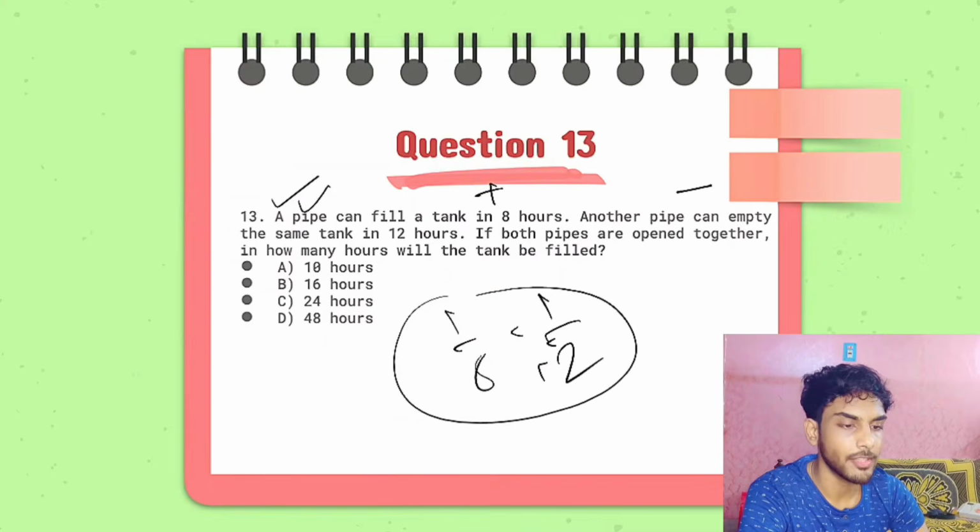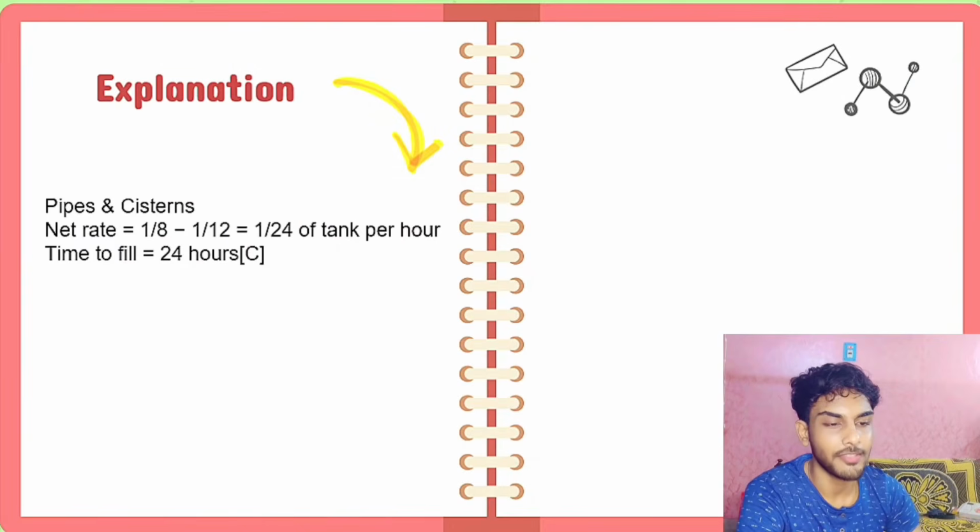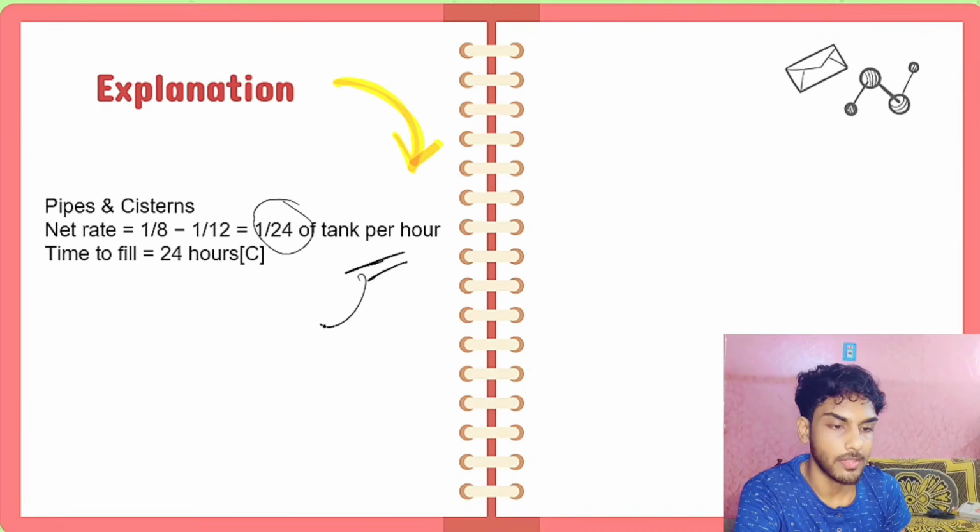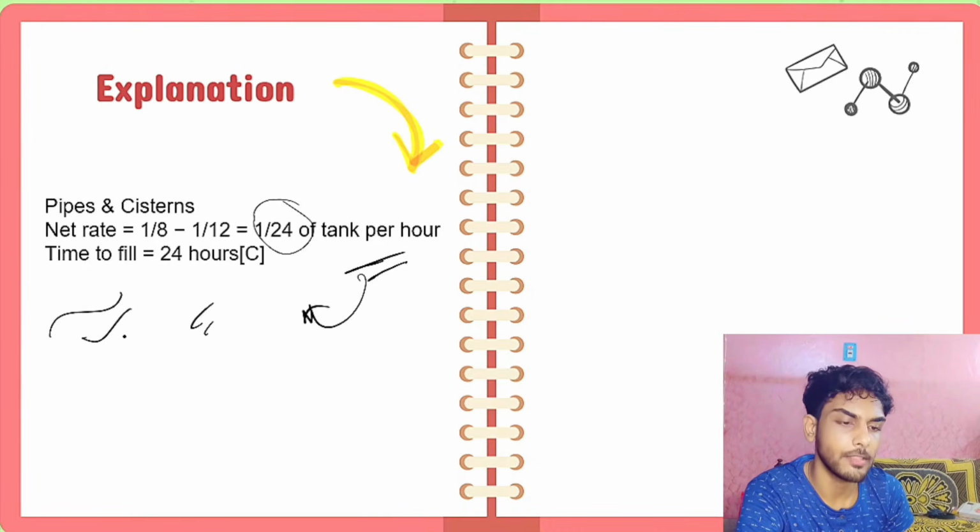So time to fill is of course just the opposite. As you have seen, by doing this we are getting 1 by 24, the net rate per hour. So exactly the opposite thing, the reciprocal, will be 24 hours, which is the time needed to fill. I don't think I need to explain more about this.